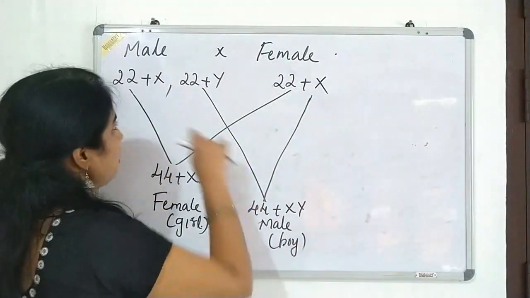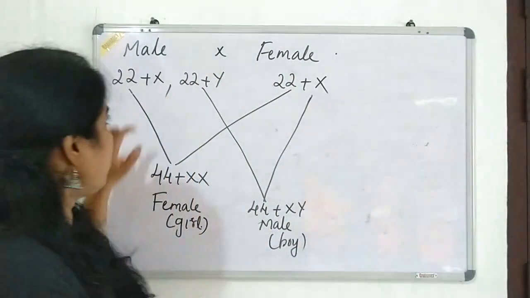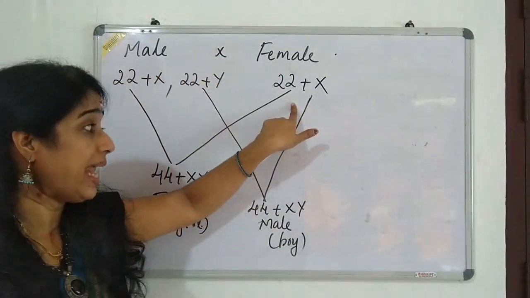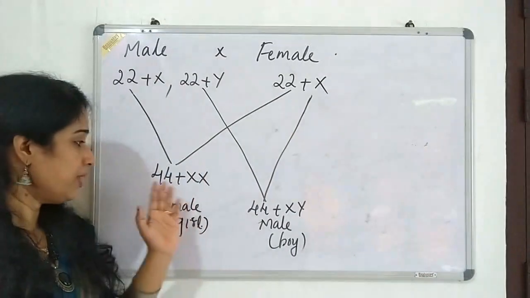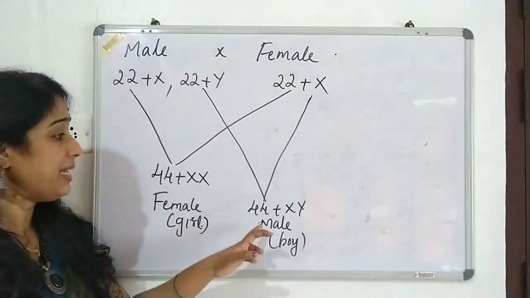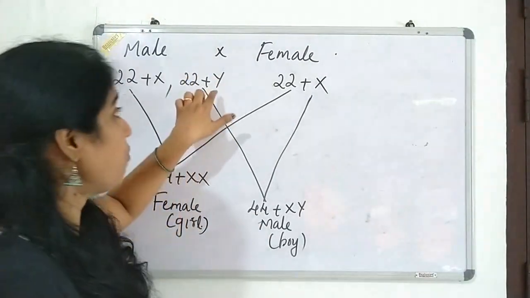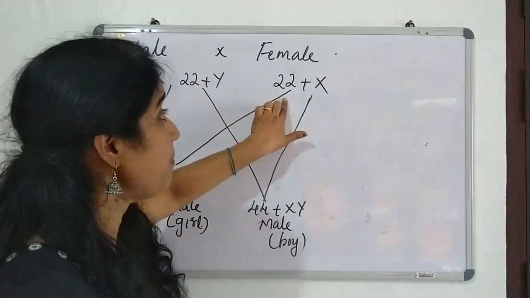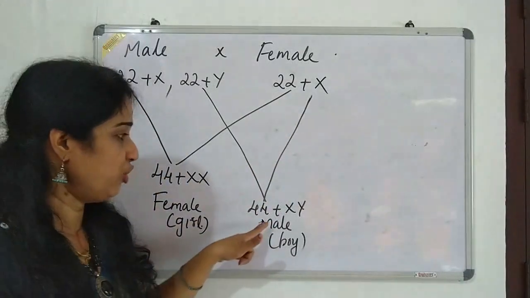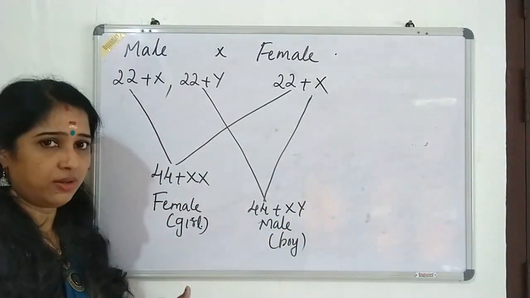Female only one option. So only one sperm can fuse with the egg. If the sperm carrying the X chromosome fuses with the egg having X chromosome, the child will be a girl. It is a correct match only, XX. But in the case of 22 plus Y, if a sperm carrying Y chromosome combines with the female or egg carrying X chromosome, then what will be the result? 44 plus XY.